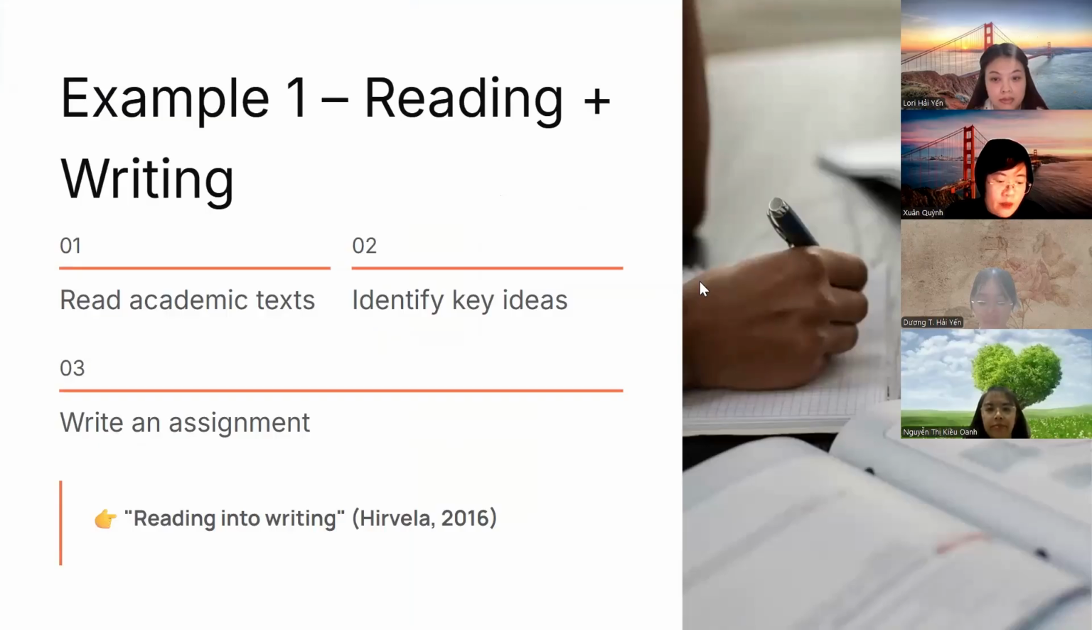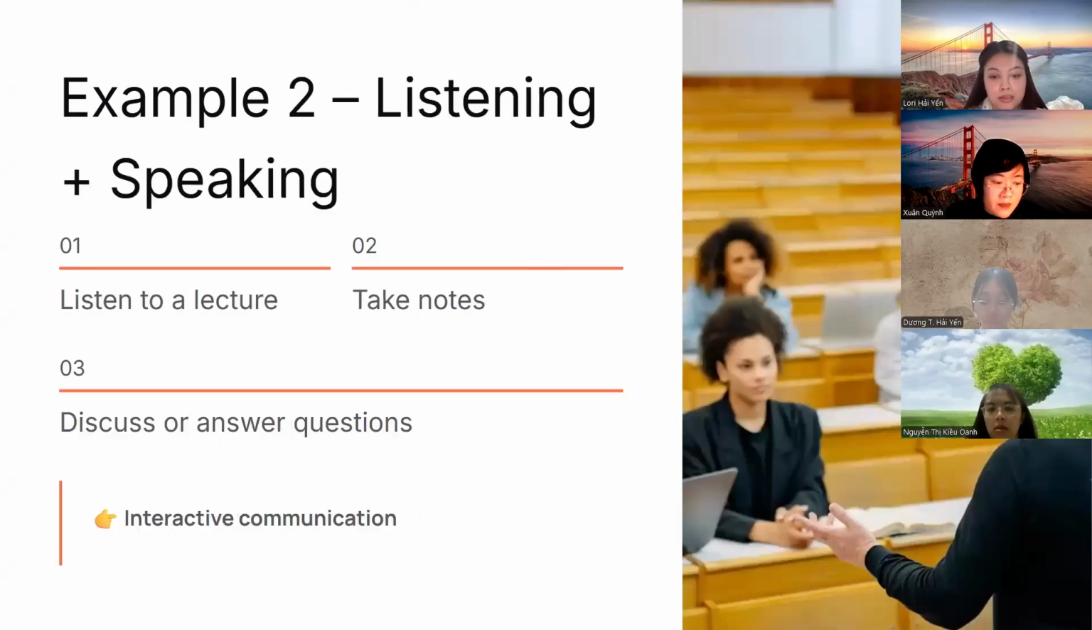A common example in EAP, which means English for Academic Purposes, is reading into writing, as researched by Hyland. In this task, students do not just read for fun. They read academic texts to identify key ideas and then use that information to write an assignment. This shows how reading provides the necessary input for the writing process. Next slide, please.